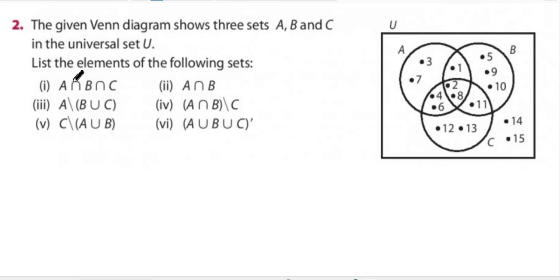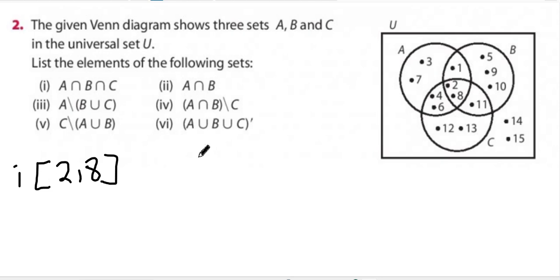Which items are in A and B and C at the same time? Anybody have any ideas? 2 and 8. You have to be in all three at the same time. Do you get that? All three at the same time. So that is 2 and 8.